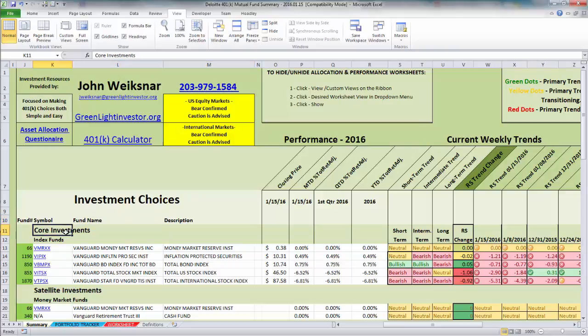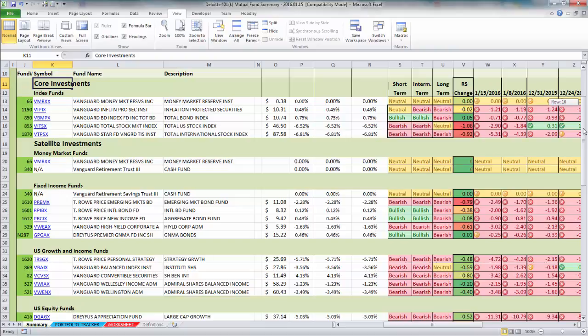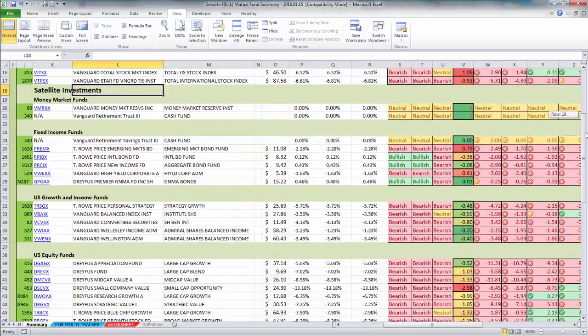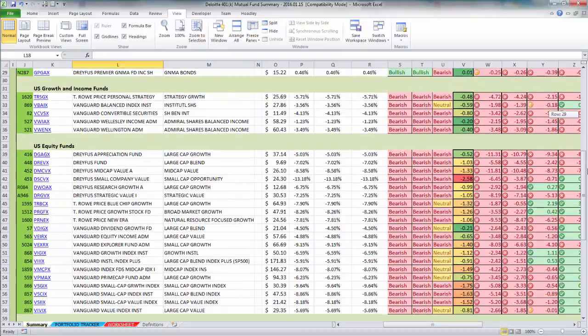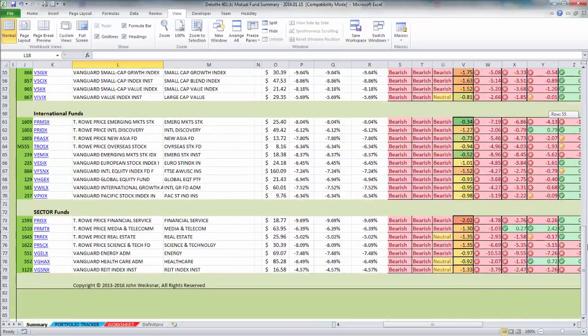At the top of this group, we have the core investments, which are your index funds. They're a good base for any portfolio. As we scroll down, we'll go into the satellite investments. These are additional investments you can build around your core investments. We have fixed incomes, U.S. growth, U.S. equity funds, international funds, and sector funds.